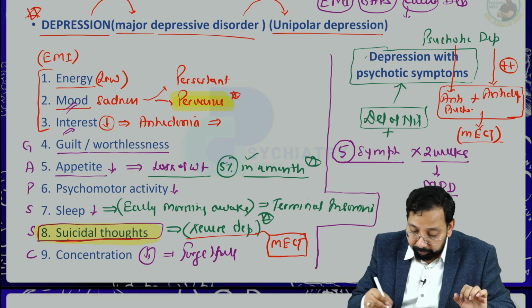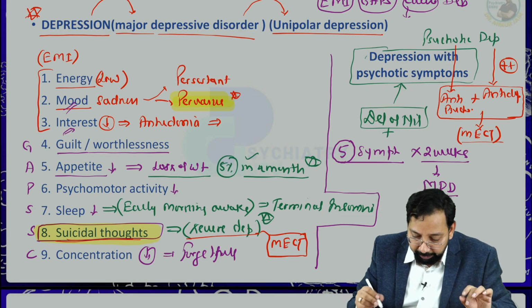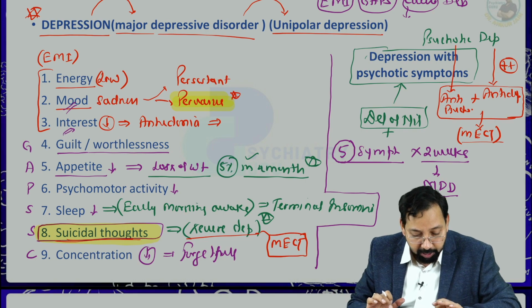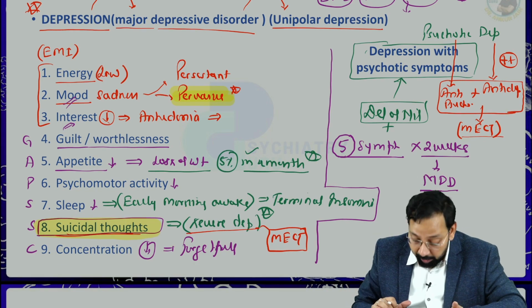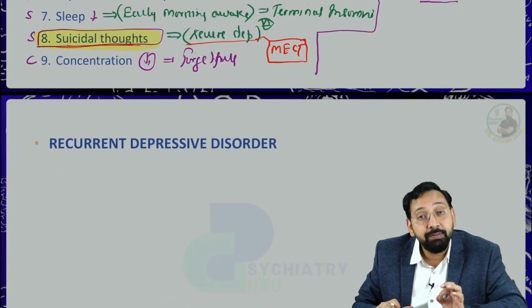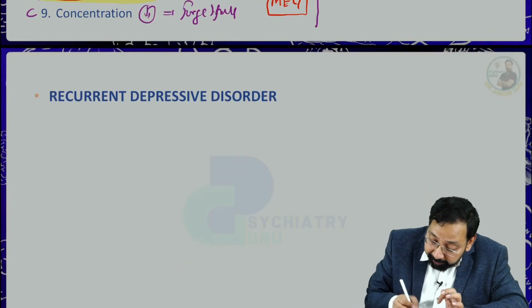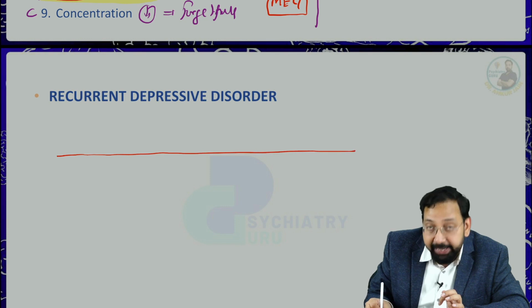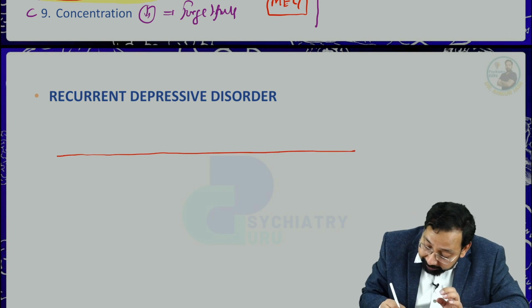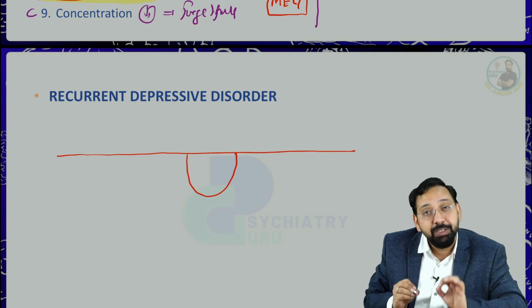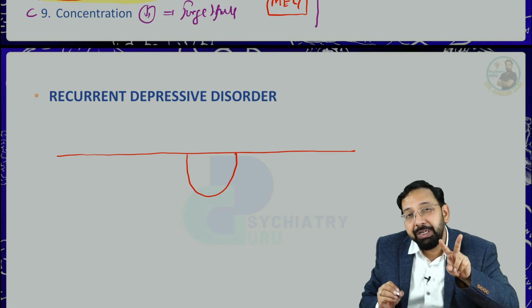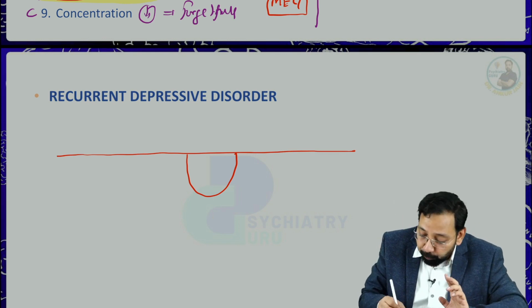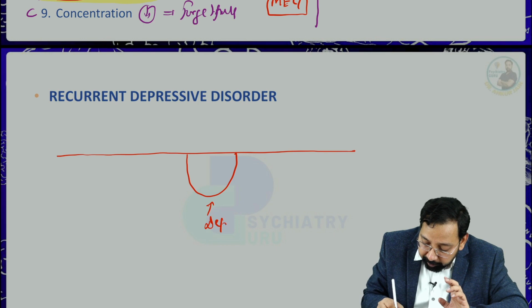So now you know the diagnostic criteria and the different questions which have been asked on depression. Now we come to recurrent depressive disorder. Suppose a patient came to you having depressive symptoms and the depression criteria is fulfilled. Suppose the patient is having five symptoms for 2 weeks, the criteria is fulfilled, you will say this is depression.